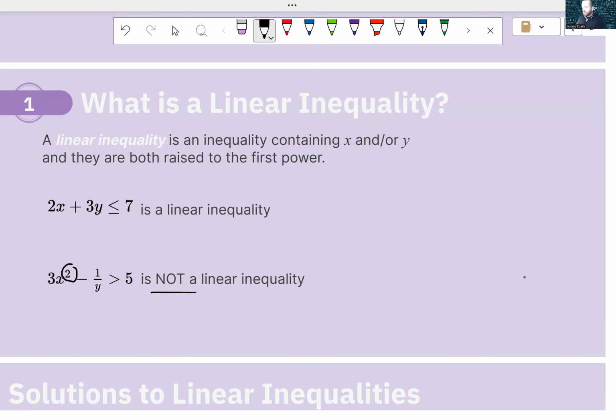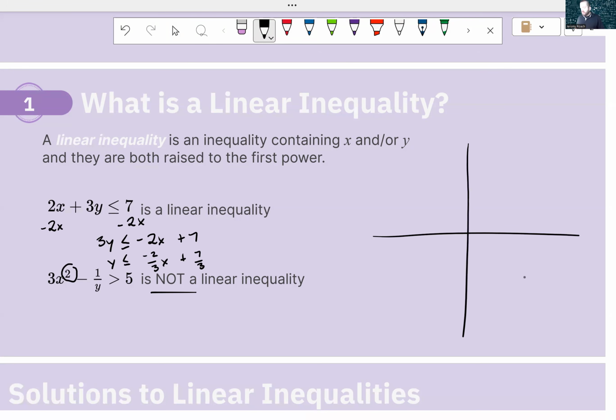We can also solve this for y. So we can subtract 2x on both sides. We get 3y is less than or equal to negative 2x plus 7. And then we can divide by 3 on both sides. We get y is less than or equal to negative 2/3 x plus 7 over 3. And so we would graph this line almost the same way as we would graph it if it was an equal sign. Now I'm just going to do a rough sketch of what that would look like.